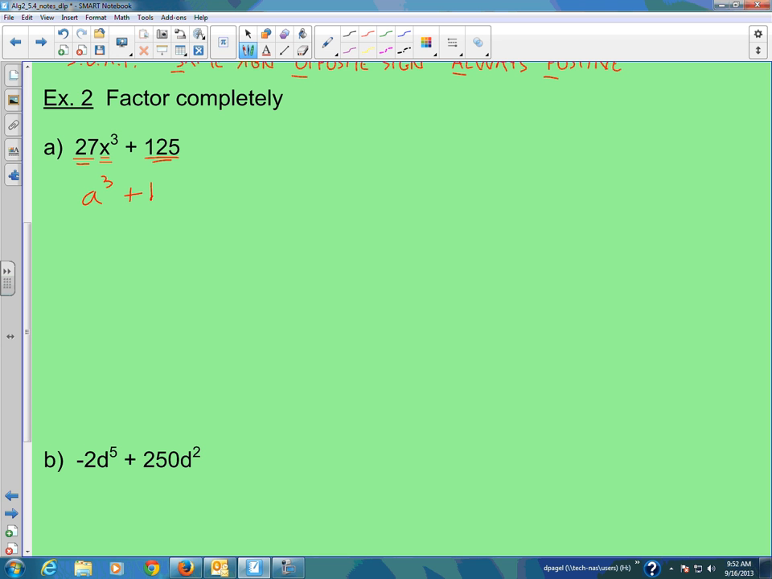a cubed plus b cubed. We're going to make it look like a plus b and then a squared minus ab plus b squared. So we just need to identify all the a and the b parts to be able to write this. Where does the a part come from? It takes our 27x cubed, and we're taking the cube root of 27 and the cube root of x cubed, and what results is the 3x. So this is our a value.